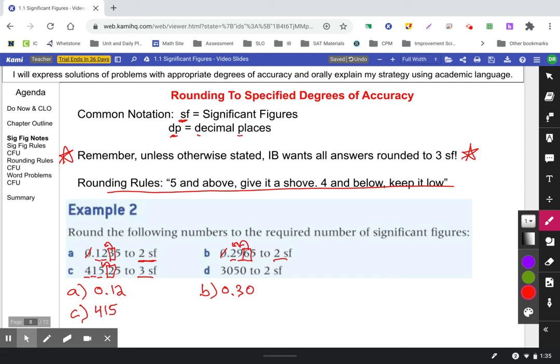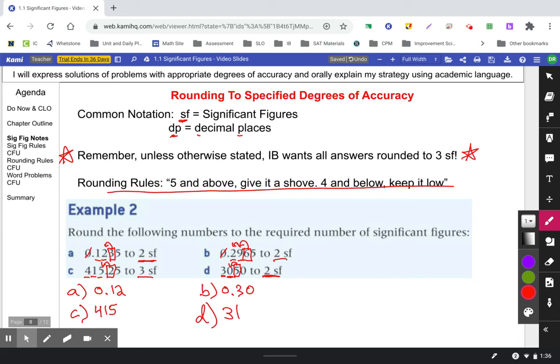And lastly, part D. So we've got 3,050 correct to 2 sig figs. So we're going to have to identify our first 2 significant figures. Our 3 is significant. Now this 0 is significant because it's sandwiched between the 3 and the 5. So that makes it significant. So that makes our 5, this third value, our rounding number. 5 and above, give it a shove. So we're going to shove that 0 up to a 1.